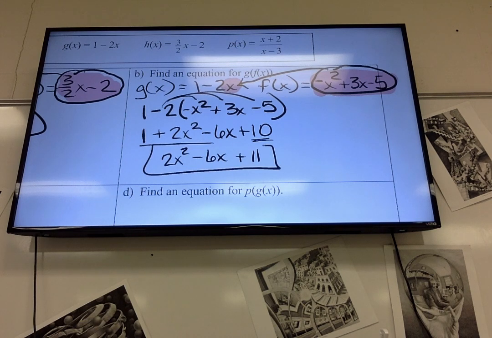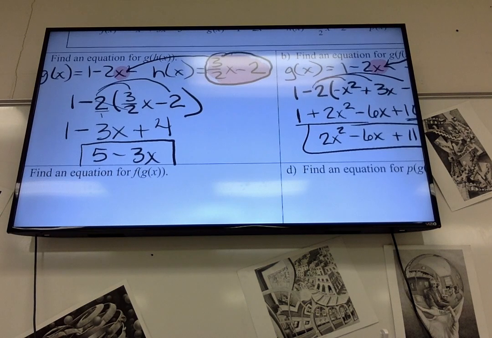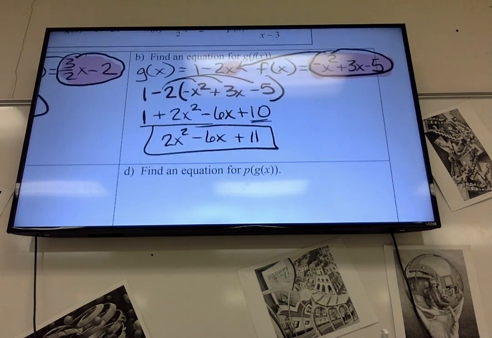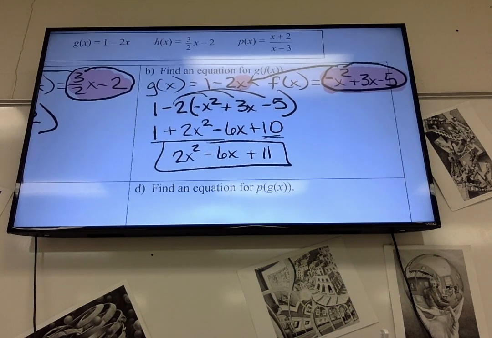Does not matter what order you put them in. As long as you have a positive 2x squared, a negative 6x, and a positive 11, you're fine. They can be arranged in whatever order you want to. We like descending order, but I didn't do that on this problem. So it doesn't matter, it's the same thing.